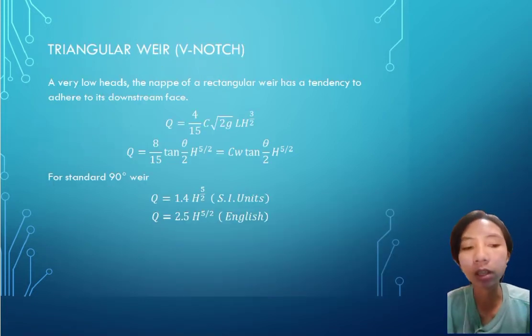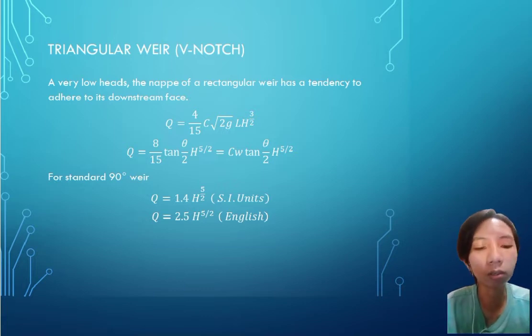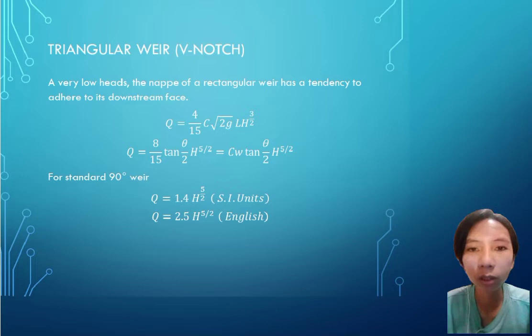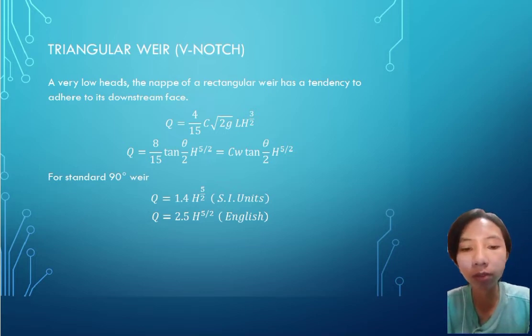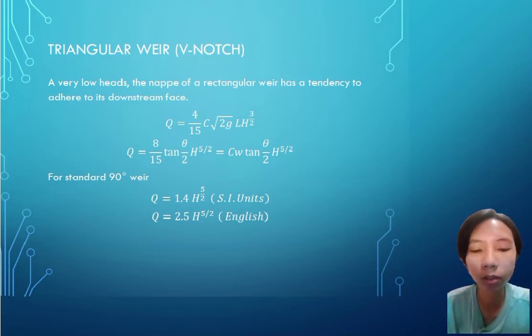We also have a triangular weir or the V-notch. So it is for a very low head. The nappe of the rectangular weir has a tendency to adhere to its downstream face. Its equation is Q equals 2 over 3 multiplied by C times square root of 2g multiplied by L times H raised to 3 over 2.